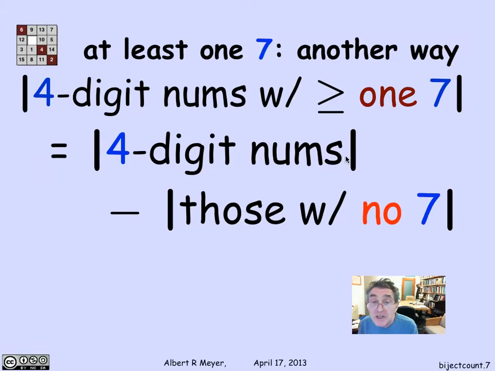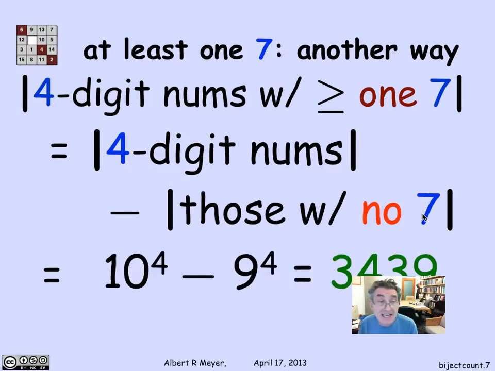Now, the number of 4-digit numbers is easy to count, and it turns out that the number of 4-digit numbers with no 7s is also really easy to count. The number of 4-digit numbers is 10 to the 4th, and for the number with no 7s, there are 9 possible choices for each digit, the digits 0 through 9 leaving out 7, so it's 9 to the 4th. And you can double check that 10 to the 4th minus 9 to the 4th is 3439.